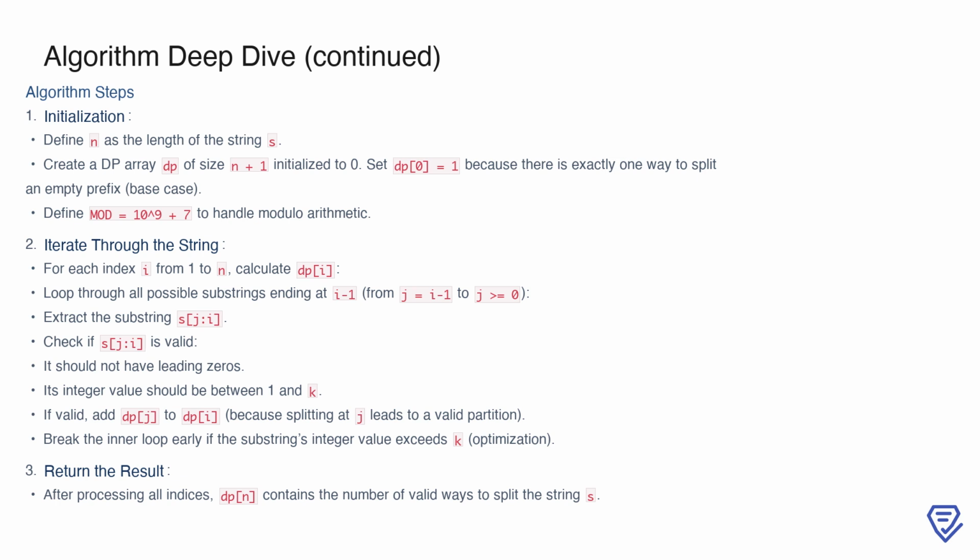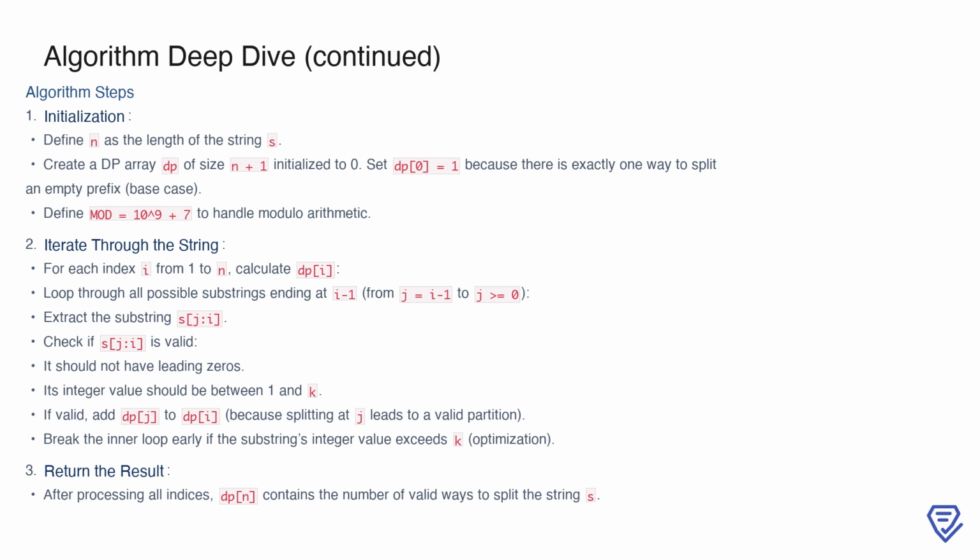First, we initialize our variables. We define n as the length of the string s and create a dynamic programming array dp of size n plus 1, initialized to 0. We set dp[0] equals 1 because there is exactly one way to split an empty prefix, which serves as our base case. We also define mod equals 10^9 + 7 for performing modulo arithmetic.